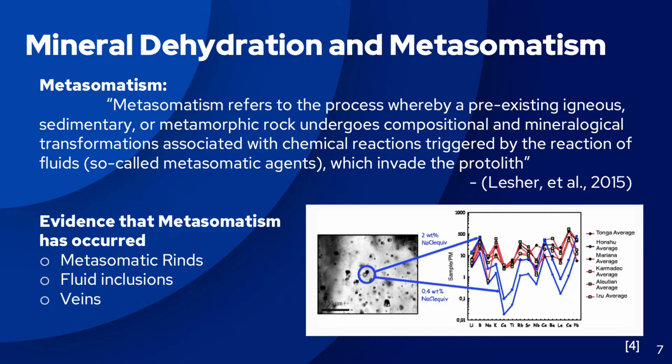Veining is a direct representation of fluid movement. They can either be representative of mass fluid movement through an environment or of smaller movement of liquid through pre-existing cracks and cleavages.